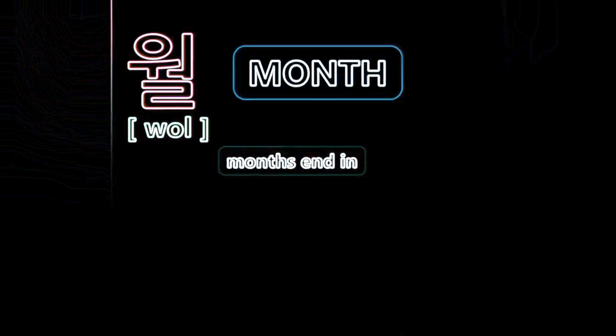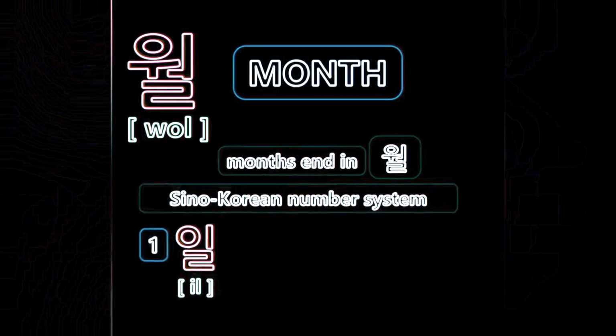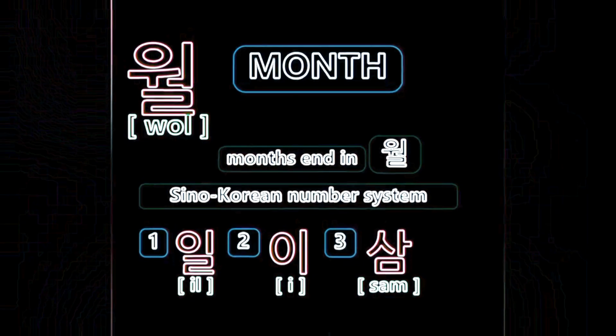We're first going to learn the word 월. This word means month. All of the months in Korean end with the word 월. If you know how to count in Korean using the Sino-Korean number system, which starts with 1, 2, 3, then the months will be very easy for you.